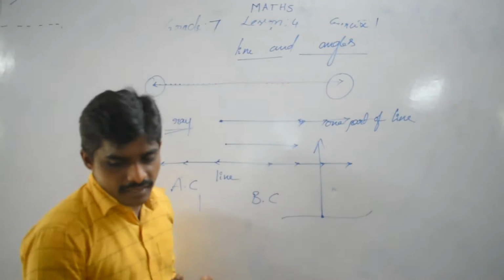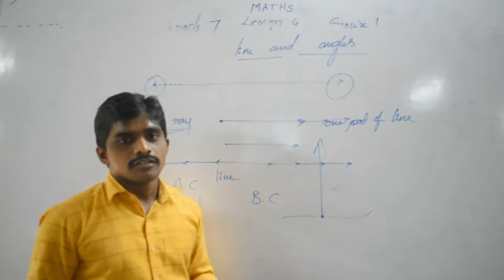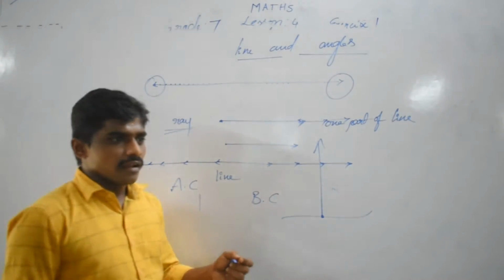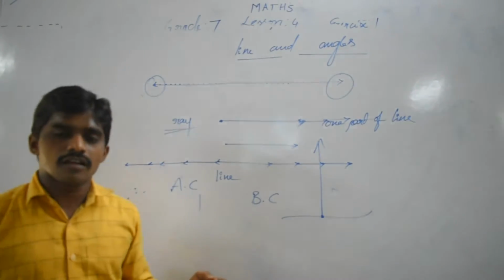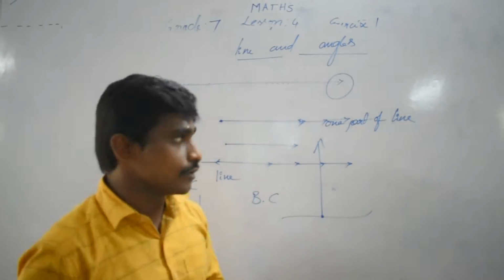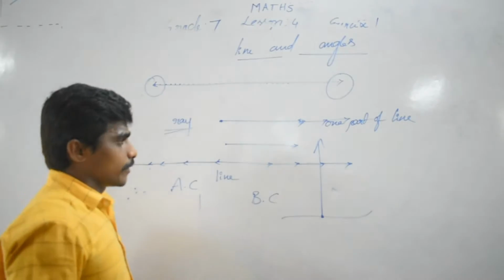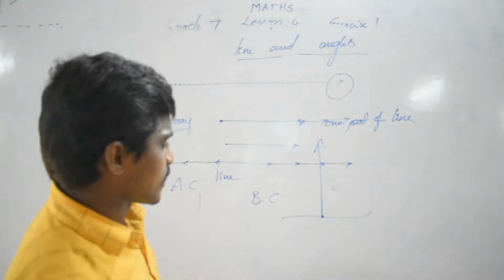So that is like some torch light. Torch light is starting from the torch, ending we don't know. So that is a ray example. Next one, line segment.